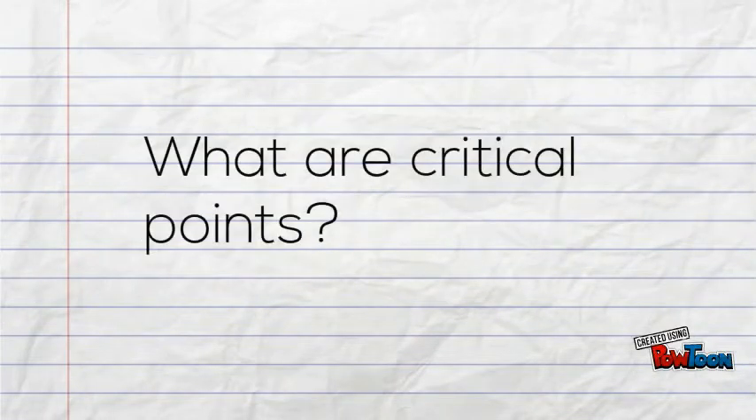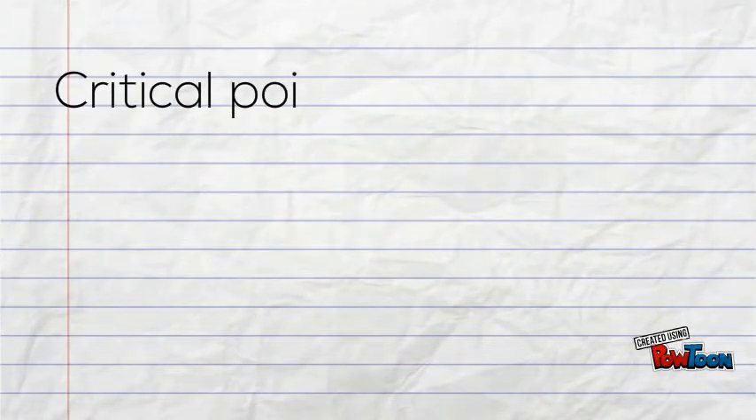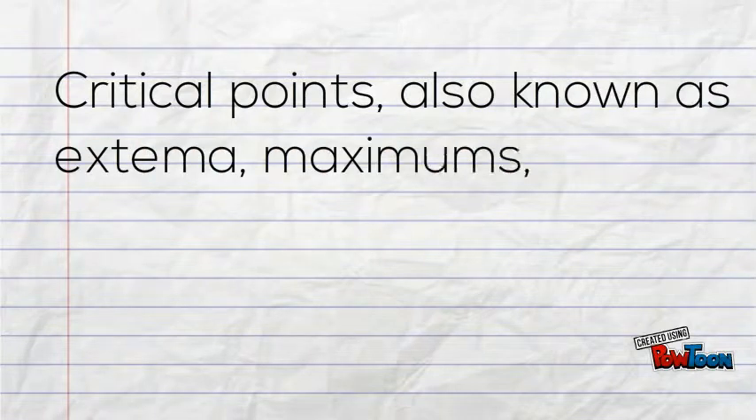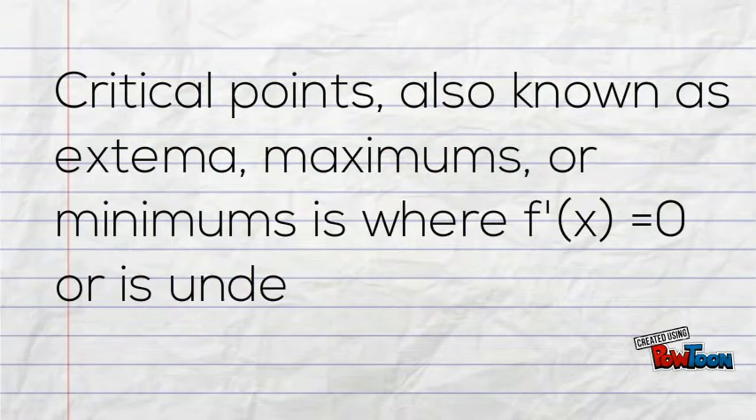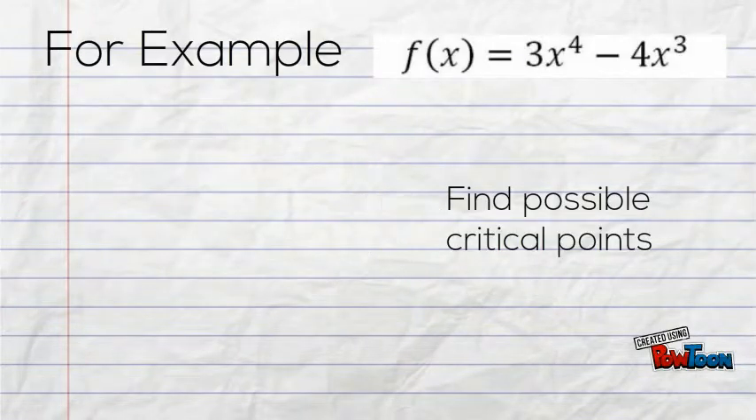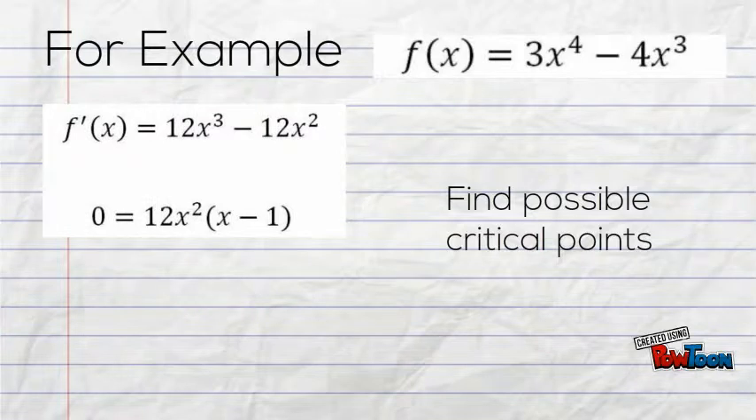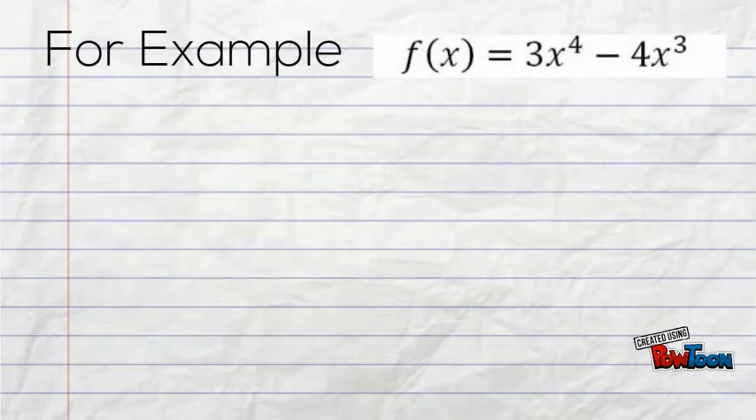Wait, what are critical points exactly? Critical points, also known as extrema, maximums, or minimums, are where the derivative of f of x equals 0 or is undefined. We can find these points by setting our first derivative equal to 0. Doing so, this results in x equals 0 or x equals 1.